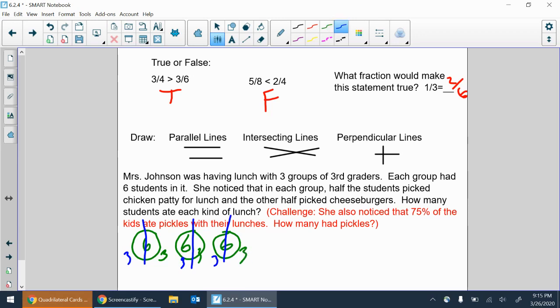So that leaves me with this half is chicken patty, chicken patty, chicken patty. 3 plus 3 plus 3, that gives me 9 chicken patties. And then the others, 3 plus 3 plus 3, is 9 cheeseburgers. So how many students ate each kind of lunch? We have 9 chicken patties and we have 9 cheeseburgers.